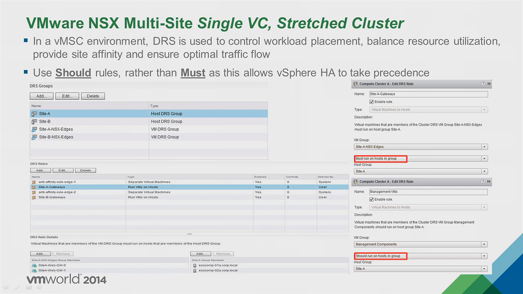And we typically use DRS rules that state VMs should run on hosts within their DRS group rather than must. So this allows vSphere HA to take precedence and restart those workloads if required, and makes sure that DRS doesn't lock them to a single site. And there are a few configuration examples here on the screen, which really describe how DRS helps keep workloads on the same site for optimal performance. So for example, you might want to keep latency-sensitive applications together on the same site and only fail them over together.